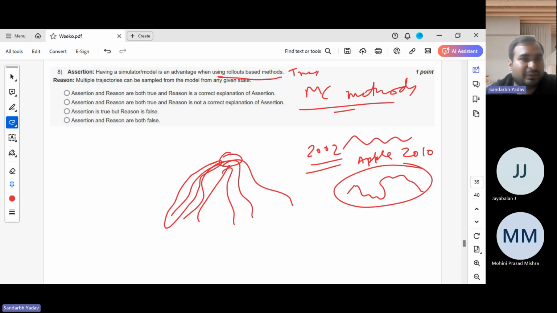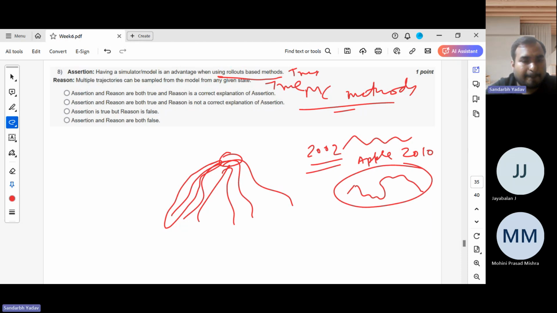The reason given is that multiple trajectories can be sampled from the model, which is what we are actually doing. So this is also true. You just need to argue whether it is the correct explanation or not. Let me check the chat once if there is anything.